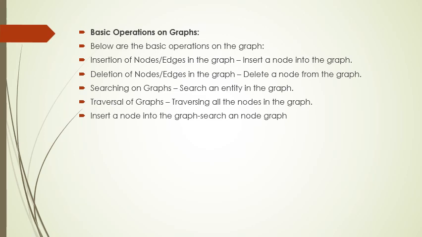Basic operations on graph. Below are the basic operations on the graph. Insertion of nodes and edges in the graph. Insert a node into the graph. Deletion of nodes and edges in the graph. Delete a node from the graph. Searching on graphs. Search any entity in the graph. Traversal of graph. Traversing all the nodes in the graph.